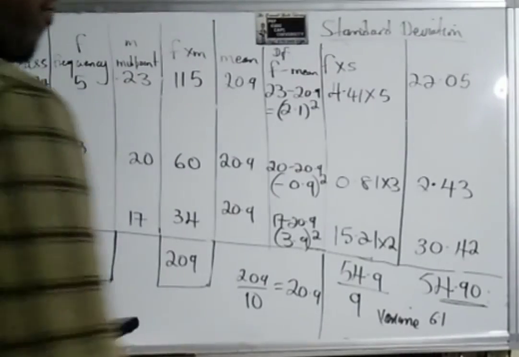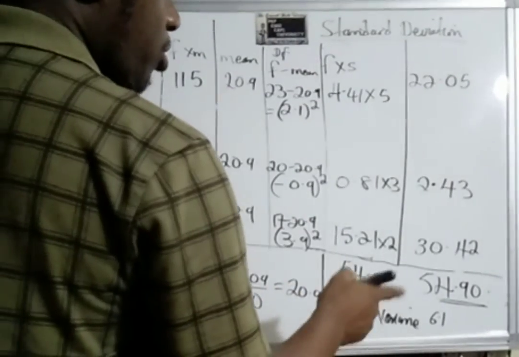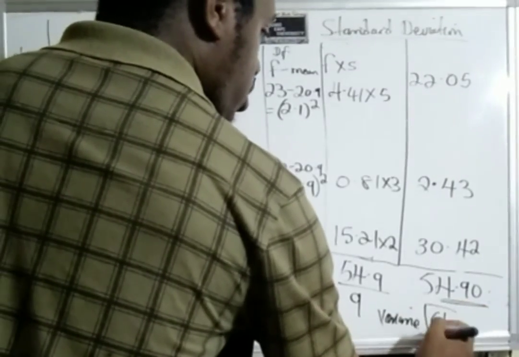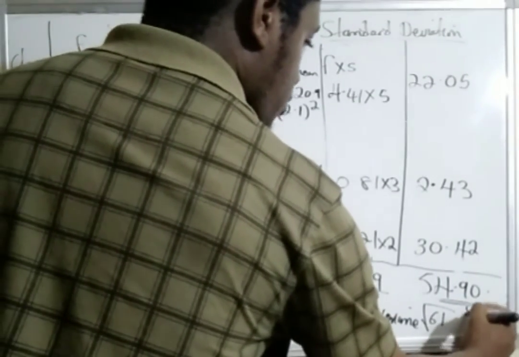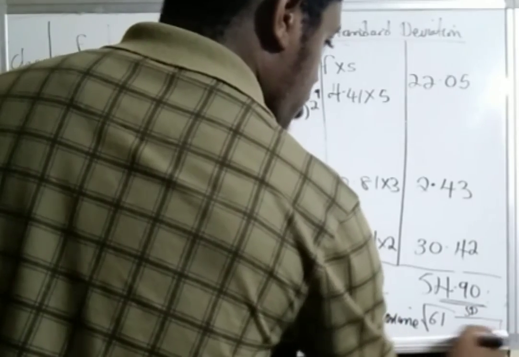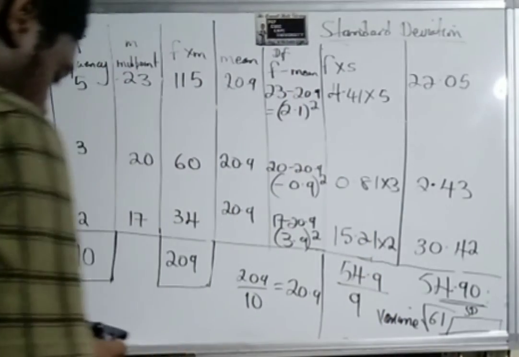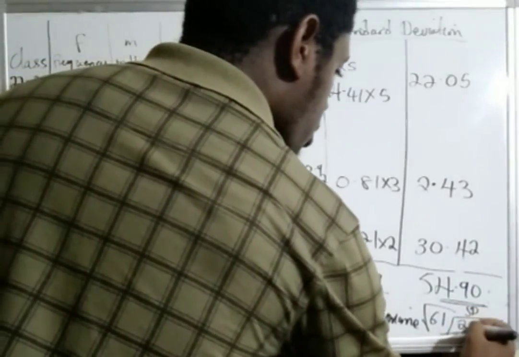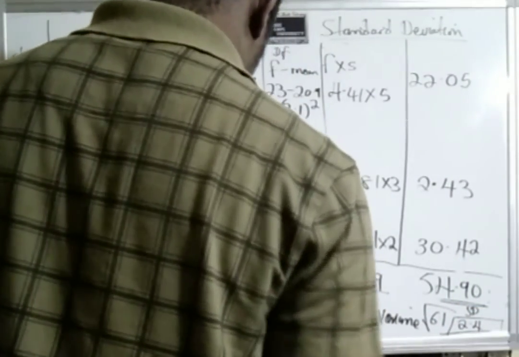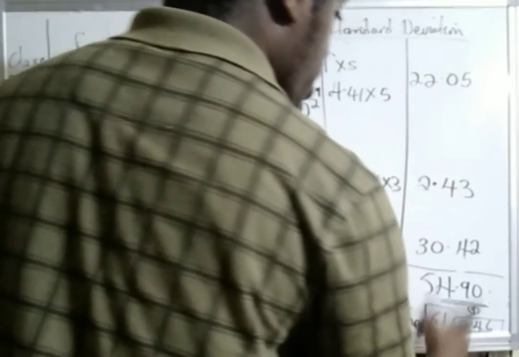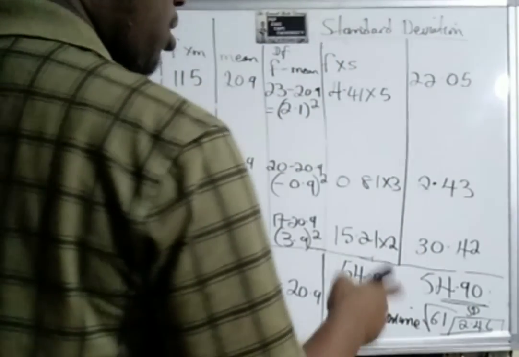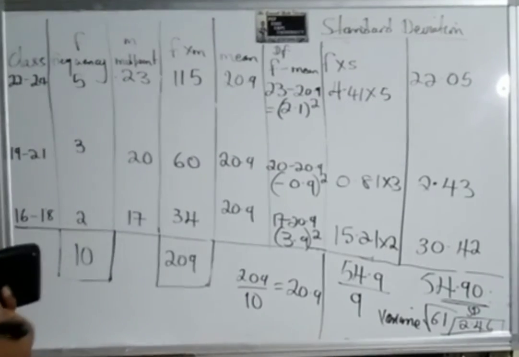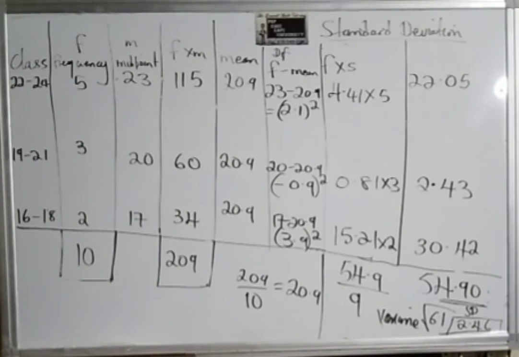Now, in order to find the standard deviation, we must take the square root of the variance. So we take the square root of this, and that's the standard deviation. Sorry for the small writing. So the standard deviation, let's check it, will be 2.46. Normally a teacher would probably round it off to 1 decimal place, so it will be 2.5.